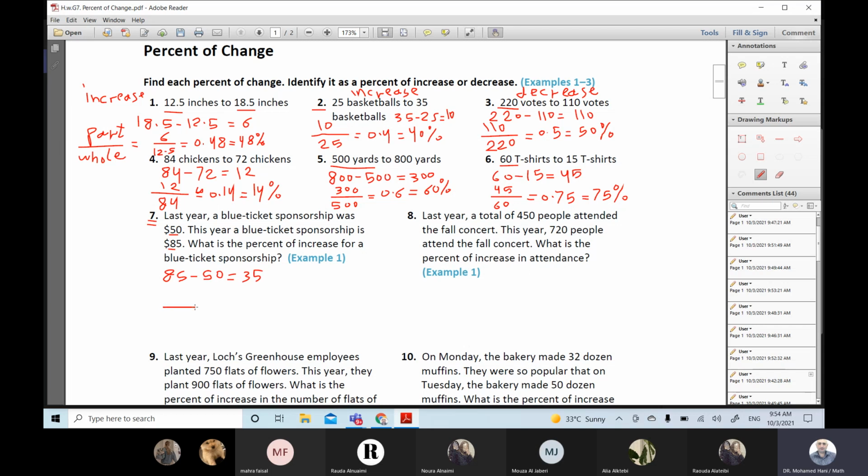Then use the rule part over whole. So the part will be 35. And who can tell me what is the whole? What is the basic number here? Is it 50 or 85? 50. Great.